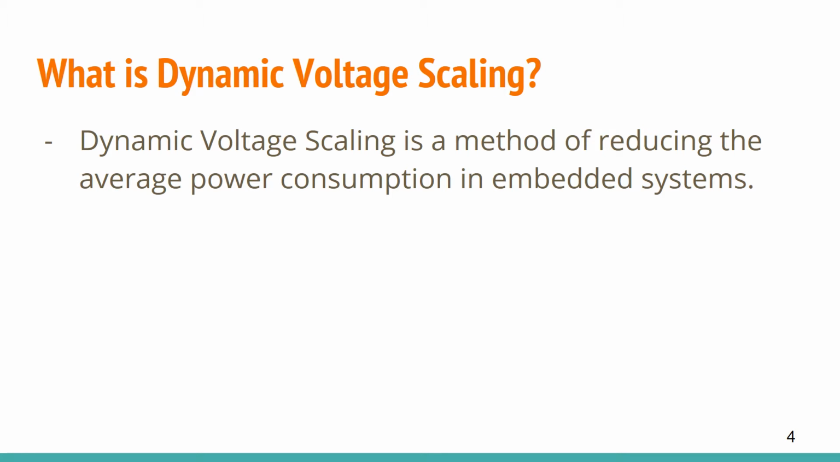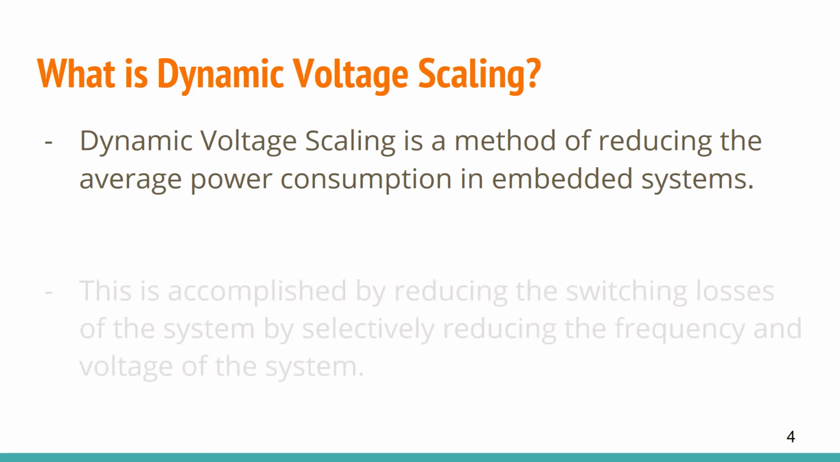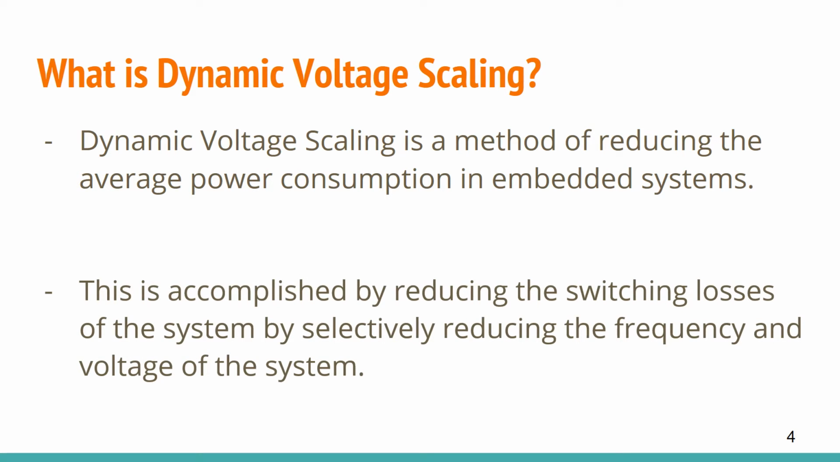What is dynamic voltage scaling? Dynamic voltage scaling is a method of reducing the average power consumption in embedded systems. Many systems have time-varying performance requirements. For example, a workstation requires more performance when running Spice than when running Solitaire. This is accomplished by reducing the switching losses of the system by selectively reducing the frequency and voltage of the system.